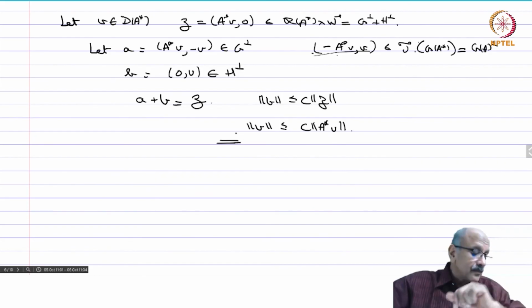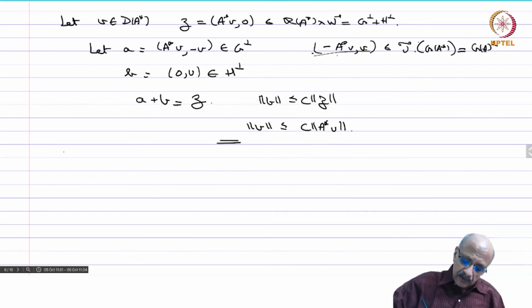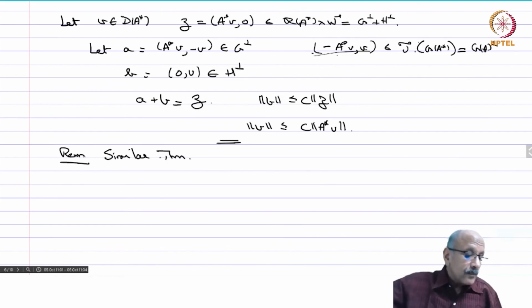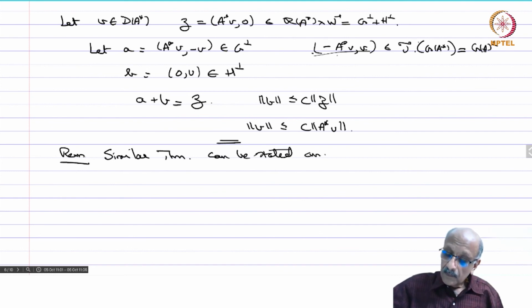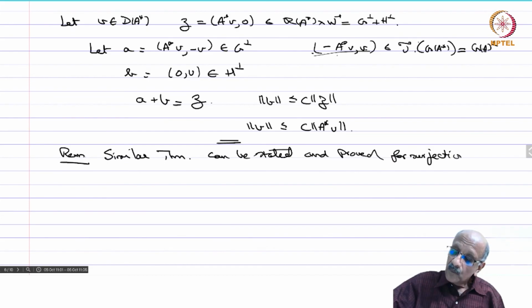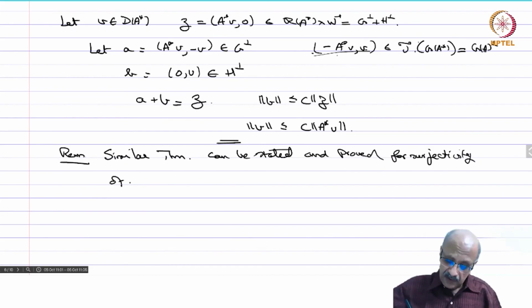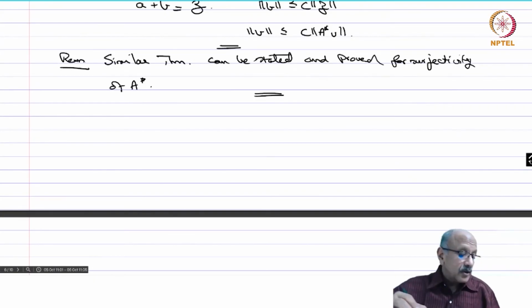Okay, fine. So a similar remark, similar statement, a similar theorem can be stated and proved for surjectivity of A star. You can try it as an exercise, it's just identical, so you can go ahead.